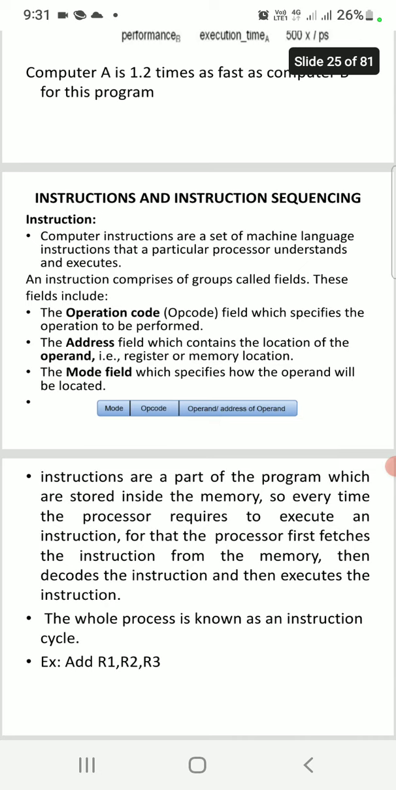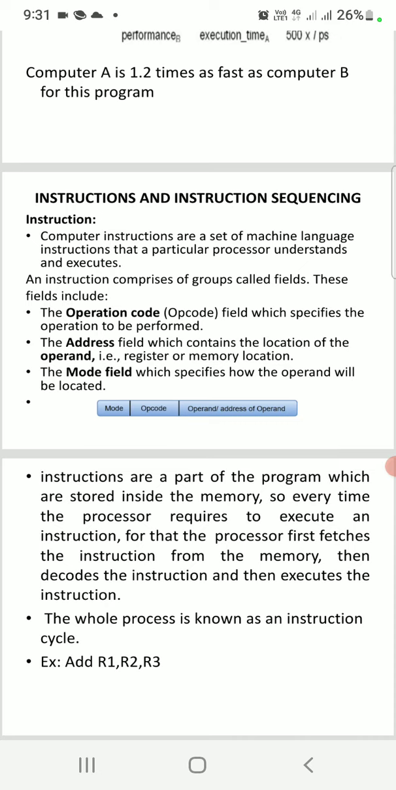Next we are going to see the instruction life cycle. The instruction is a part of the program stored inside the memory. Each and every time we retrieve the instruction from memory. First we fetch the instruction from the memory, then decode the instruction and execute the instruction. Why do we fetch from memory? First we store the instruction in memory, and after that we retrieve the instruction.